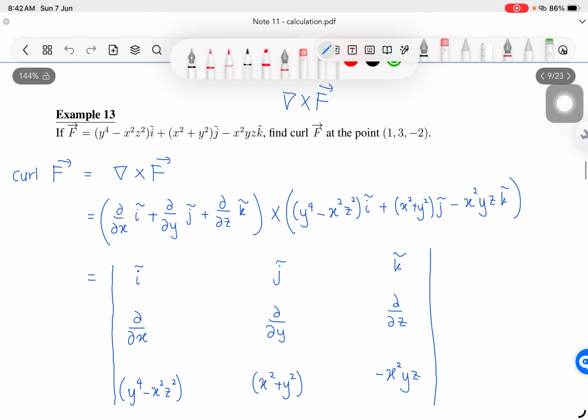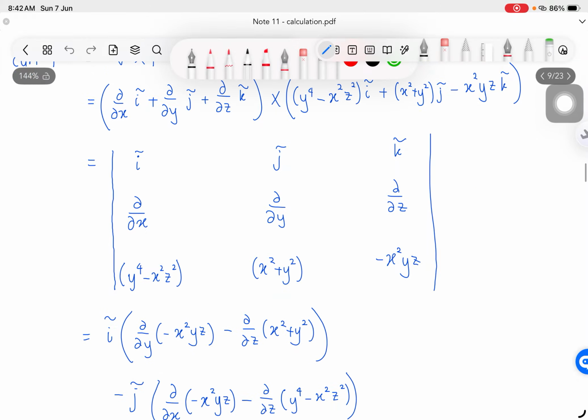Okay, let's go to example 13 here. In example 13, they ask you to find the curl F. Divergence is a dot product, so curl F is a cross product, meaning del cross F. This is your del, and then you need to cross it with your vector F here. So you need to perform the cross product.